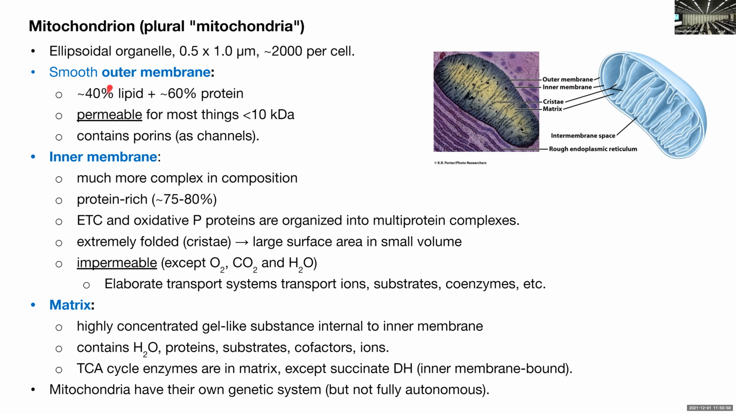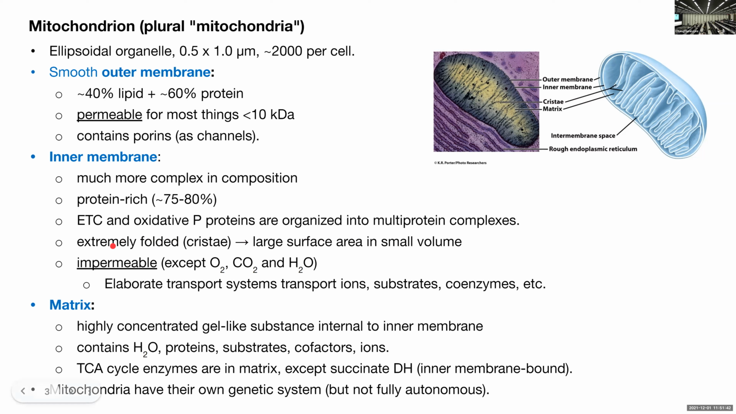As opposed to the outer membrane, the inner membrane is much more complex in its composition, and it has a higher percentage of protein, 75 to 80%. So that's why it's relatively rough. There are a lot of convex structures that can be generated on the membrane, and this is where the ETC, electron transport chain, and the oxidative phosphorylation proteins are organized, and they basically exist there in multi-protein complexes. And it's about, again, generating ATP, the energy.